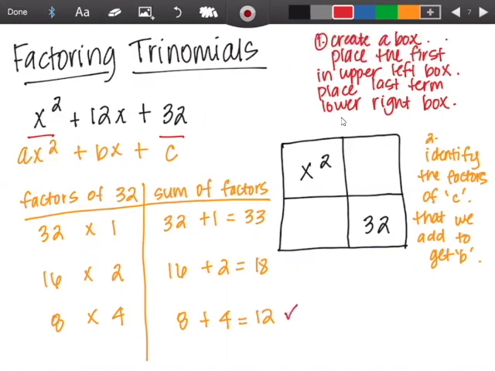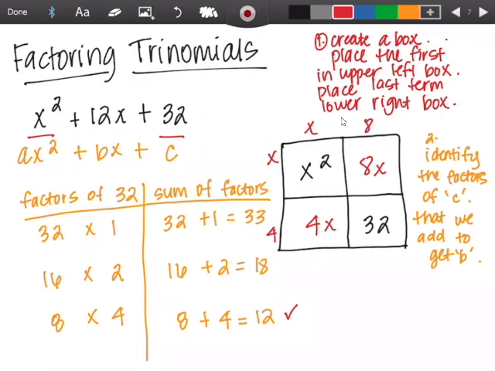8 plus 4. So that means we are now going to fill in the missing parts of our table or our box. So I know that if I'm using 8 and 4, I will put 8 here and 4 there. But that's not all. We have to have multiplied something. So x times x is what gave us x squared. So that's x times x. In order to get 8, I multiplied x times 8. So I got 8x. And then 4 times x gave me 4x.